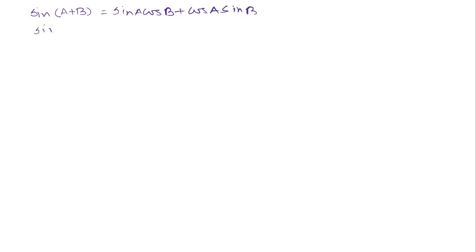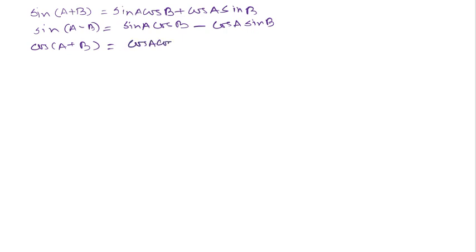Now sin(A−B) is nothing but, that also I have shown, correct? If you remember this, you can derive this even if you forgot. Instead of B you can put minus B, and cos(−B) is cos B, sin(−B) is −sin B, so it becomes sin A cos B minus cos A sin B, so the minus came out. Now what is cos(A+B)? That also we have discussed, correct? So we have cos A cos B minus sin A sin B.